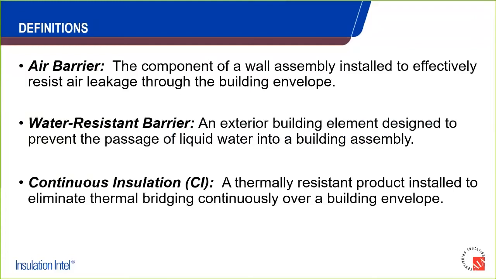Water-resistant barriers, as the code likes to call them, or WRBs, or weather barriers. These are exterior building elements that are designed to keep water out, basically bulk water, liquid water, keep that from entering a building assembly. These are not to be confused with vapor barriers, which are sort of an in-between product between the air barrier and the water-resistant barrier. Vapor barriers are a different element and may or may not be included as an element of either of these.